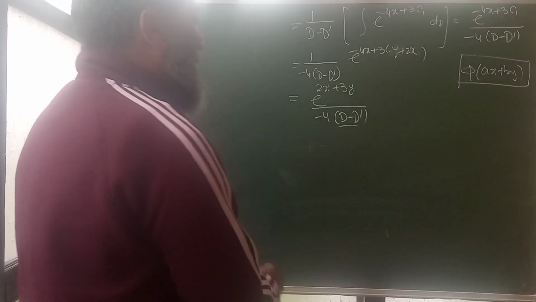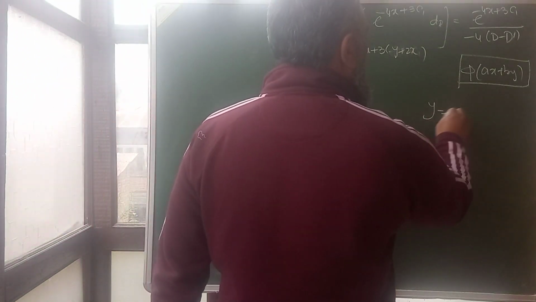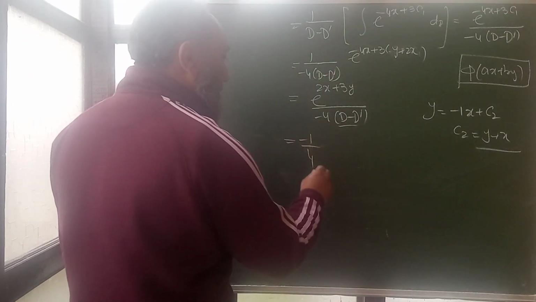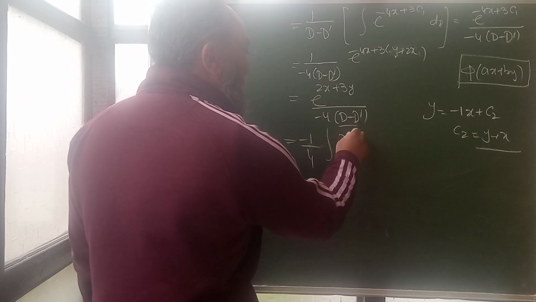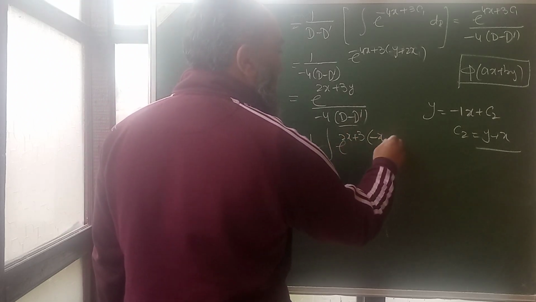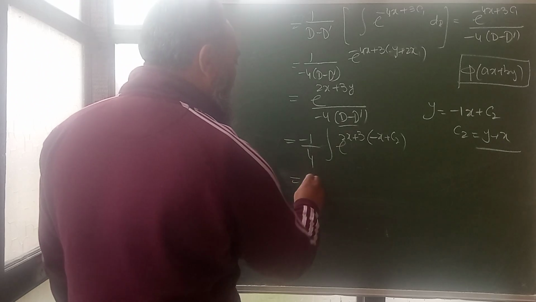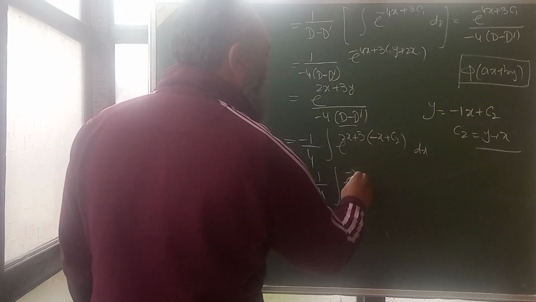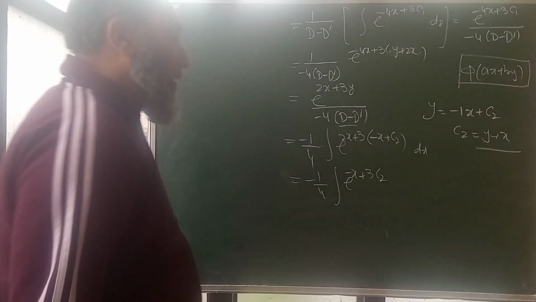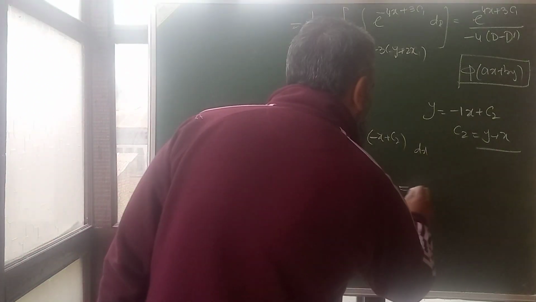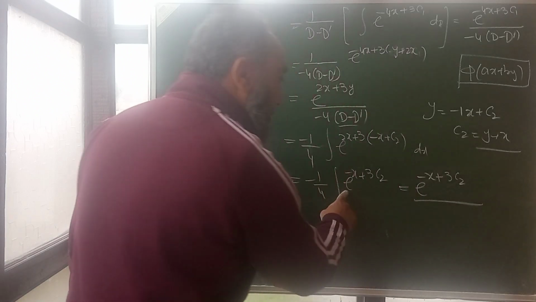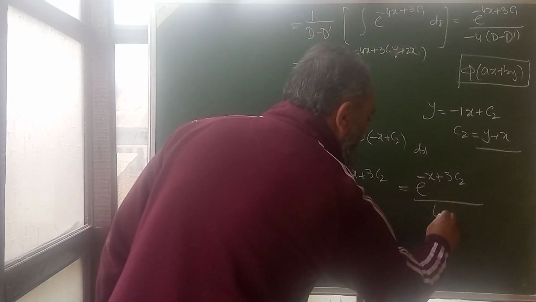Now I have one factor, and for this, your m is minus 1, so y is mx plus c2. Your c2 is y plus x. Fine. Now let me use it. Minus 1 by 4, this is integral e raised to the power 2x plus 3y. Your y is minus x plus c2. So this is minus 1 by 4, e to the power minus x plus 3c2. Okay. Now let me integrate e raised to the power minus x. It is e raised to the power minus x plus 3c2 divided by minus 1, so it is plus 4.